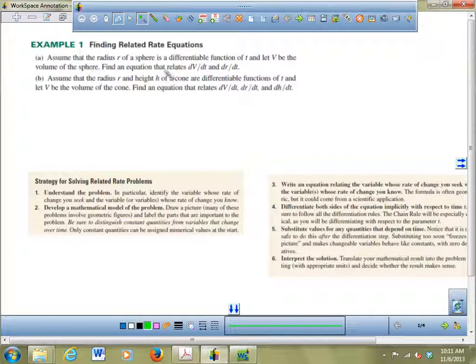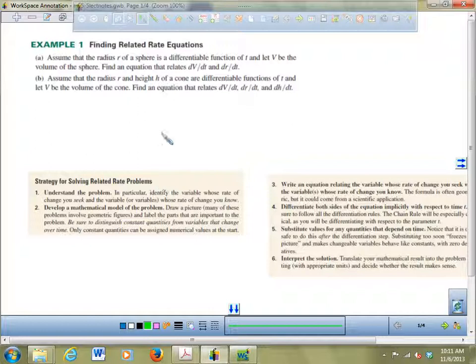Okay. Assume that the radius of a sphere is a differentiable function. So this is where you do have to know some formulas. I'm going to do the related rates problems, and I'll talk about the rules that they give you for solving related problems. Assume that the radius of a sphere is a differentiable function of t, and let V be the volume of the sphere. Find an equation that relates dV/dt and dr/dt. Assume that the radius and height are... oh, and that's the second part.